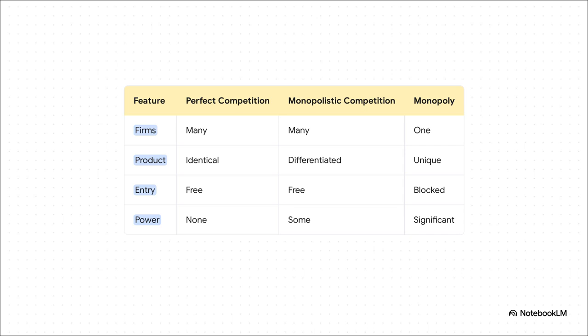Let's just put these three side by side for a second. You can see the pattern really clearly, right? Perfect competition: tons of firms, identical products, zero pricing power. Monopoly: one firm, a unique product, tons of power. And then, smack in the middle, you've got monopolistic competition: many firms, but with differentiated products, which gives them some pricing power. They're definitely price makers, just on a much smaller scale than a true monopoly.